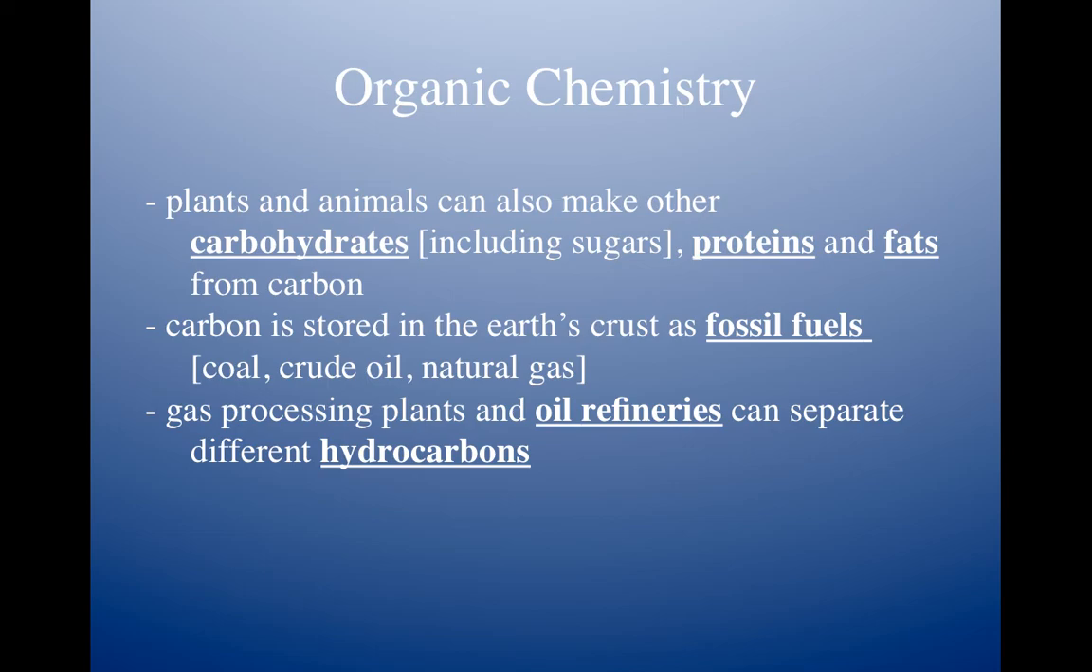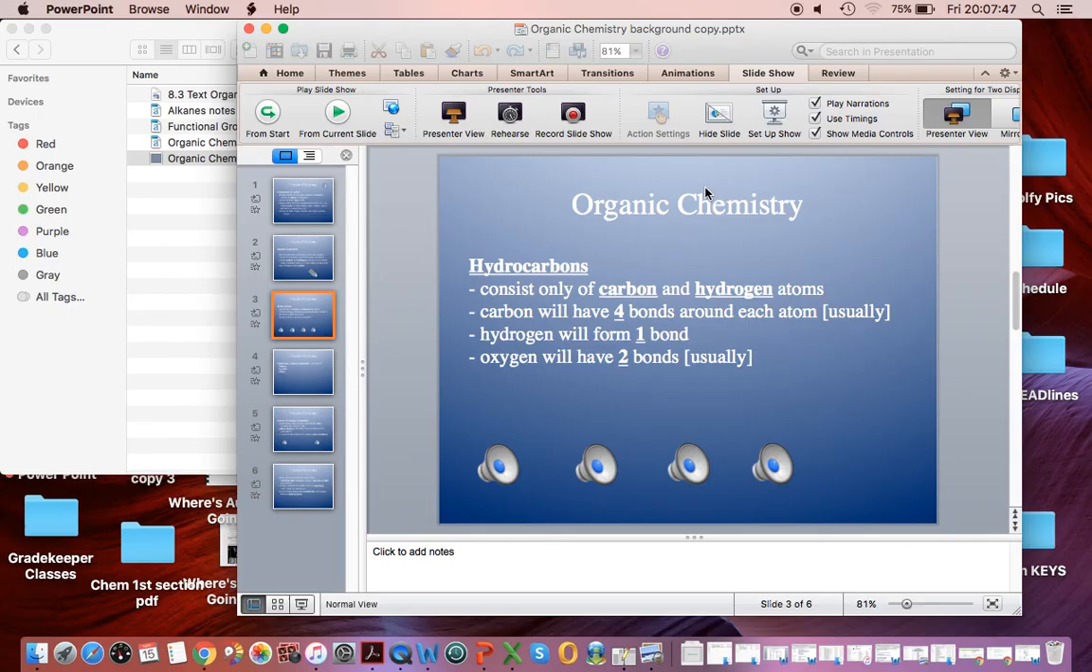In gas processing plants and oil refineries, that's where you can make all kinds of different hydrocarbons. Lighter hydrocarbons will come off as gas, heavier ones come off as liquids, and heavier still will come off as solids. And that would be things like the waxes. And that's it.